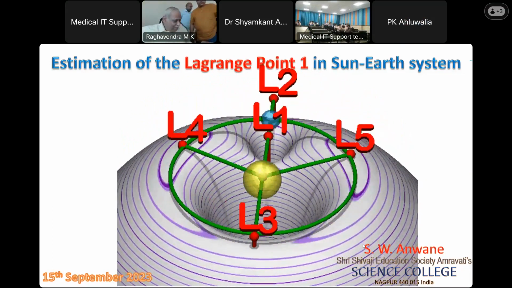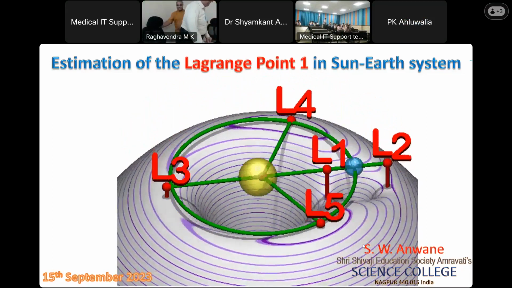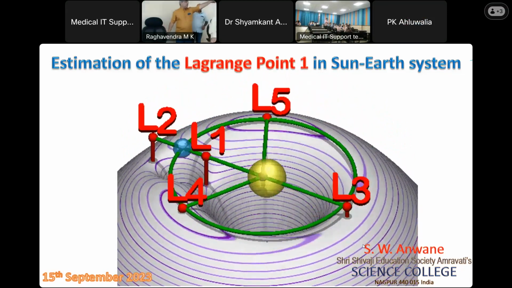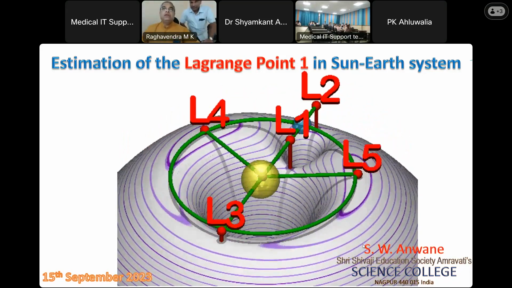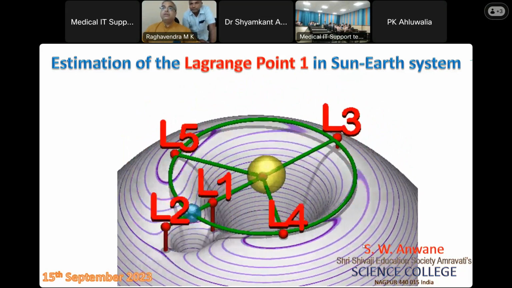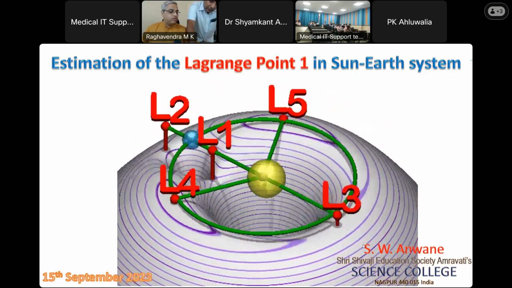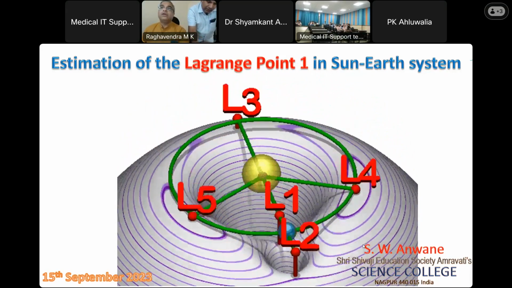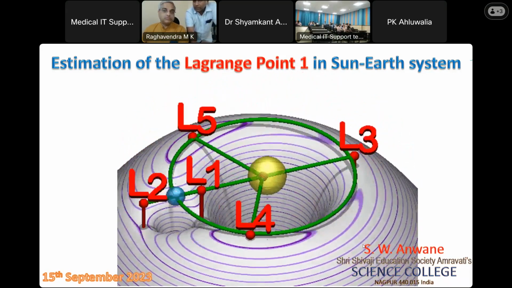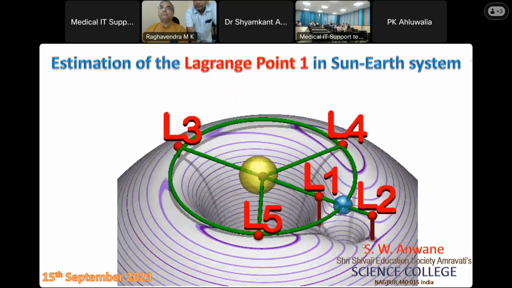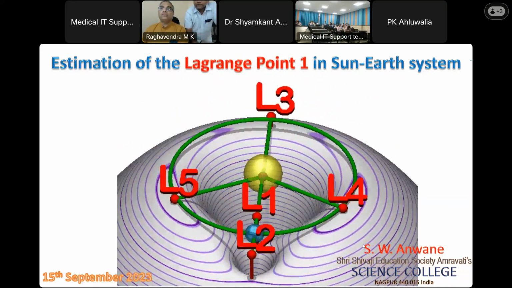I welcome you all to today's session where we embark on an exciting journey through the intricacies of our Sun-Earth system. Our primary objective of this session is to delve deep into the realm of astrodynamics as we endeavor to calculate one of the most fascinating and crucial points in the cosmic dance, the Lagrange point L1. The Sun-Earth system, a celestial ballet that has captivated human curiosity for centuries, presents a captivating playground for celestial mechanics.